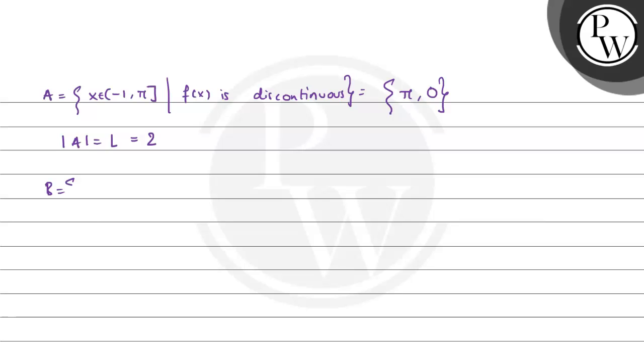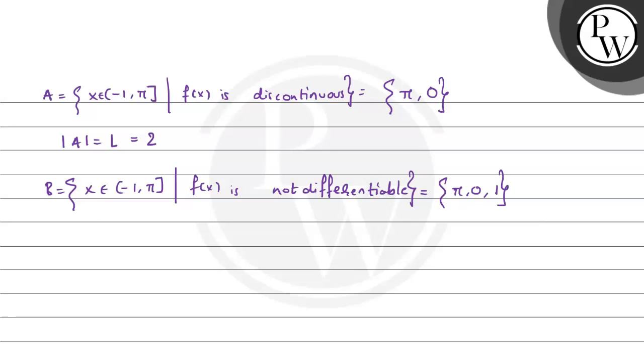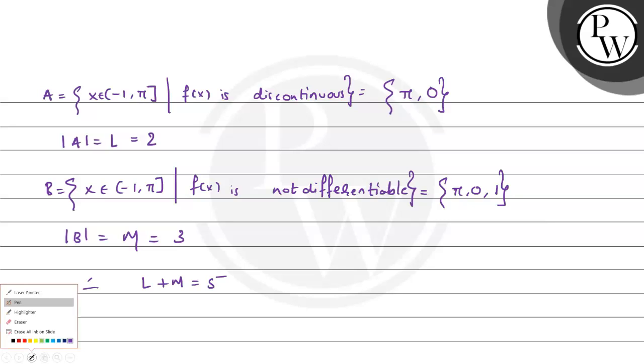Further, if B is the set of elements in the interval such that f(x) is not differentiable, the set has elements pi, 0 and 1. The cardinality of B is m, and that is equal to 3. Therefore l plus m equals 2 plus 3, that is 5. So this is our final answer. I hope you understood it well. Best of luck and thank you.